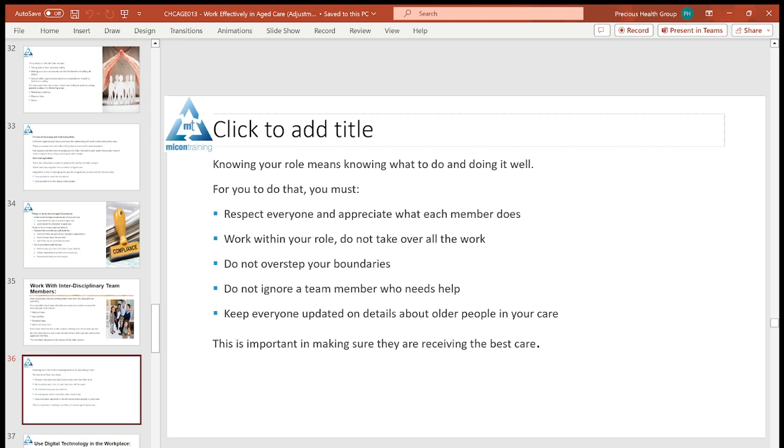Keep everyone up to date on details about what you're doing and how you're doing it. This is important in making sure that you are all on the same page and you're providing the best care that the particular client needs. This is more or less what we call person-centered care.